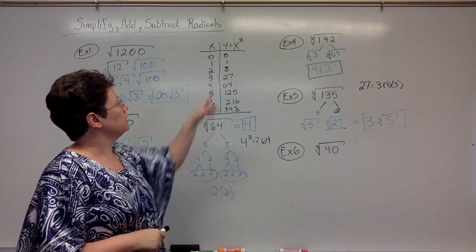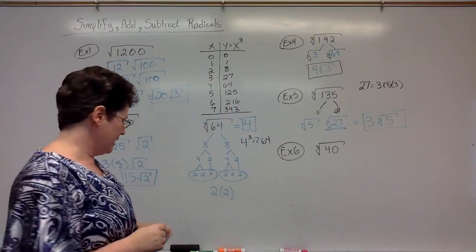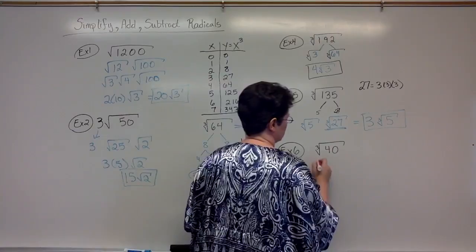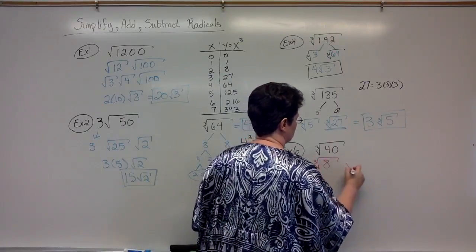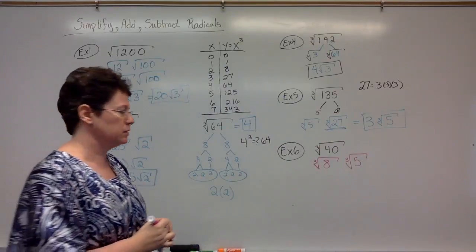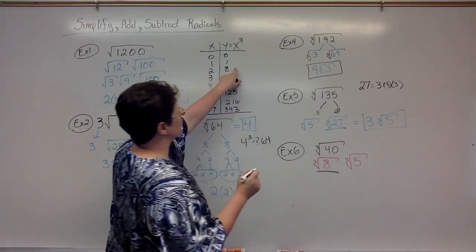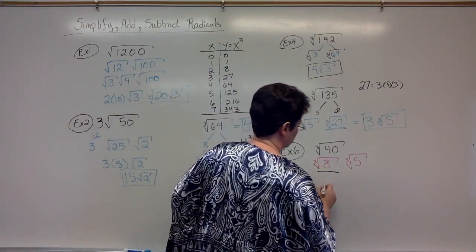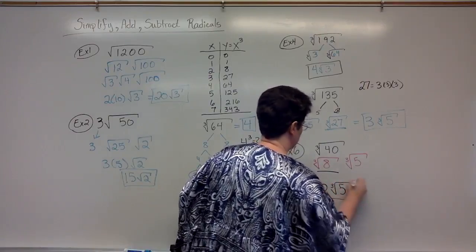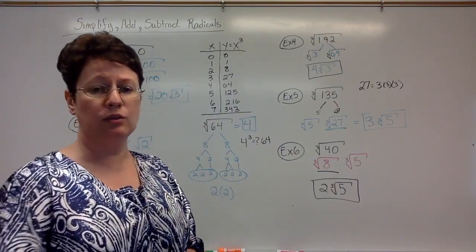So let's look at 40. Does one of the numbers in this y column divide into 40? Yeah, 8 does, right? 8 goes into 40. So I can do a cube root of 8 and a cube root of 5, because 8 goes into 40 5 times. Well, we already know the cube root of 8, right? The cube root of 8 is 2. So this becomes 2 cube root of 5. I would highly recommend you memorize your perfect squares and your perfect cubes.